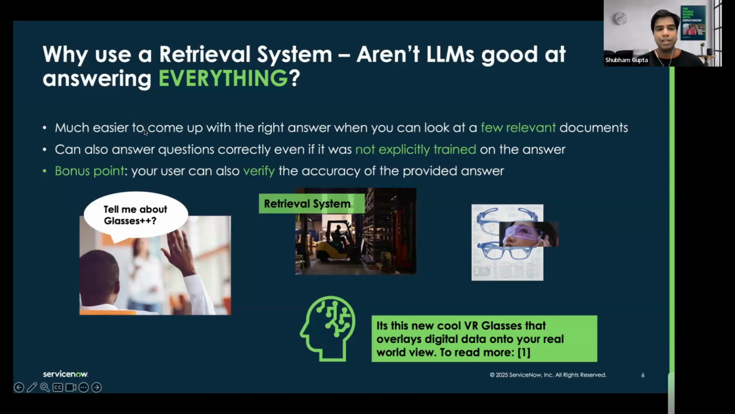So it's really much easier to come up with the right answer when you can look at just a few very important relevant documents instead of relying on the world knowledge of an LLM. You can also answer questions accurately with this process, even if the LLM was not aware of the answer to begin with. In this case, for example, it was not aware of Classes++. And also, you can provide these citations. The user can go in and verify the accuracy of the provided answer because of these written documents and the citations that go along with it.